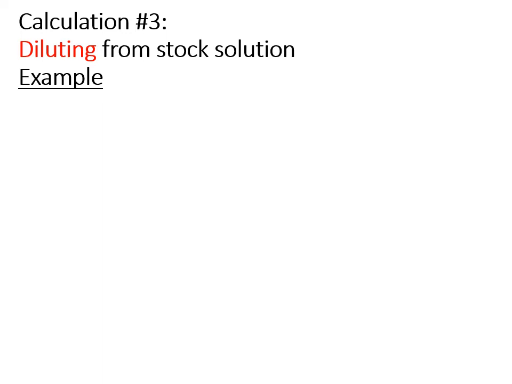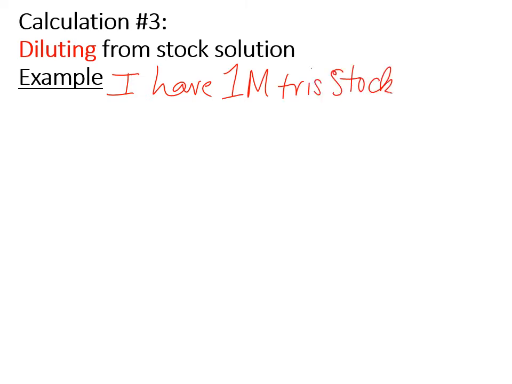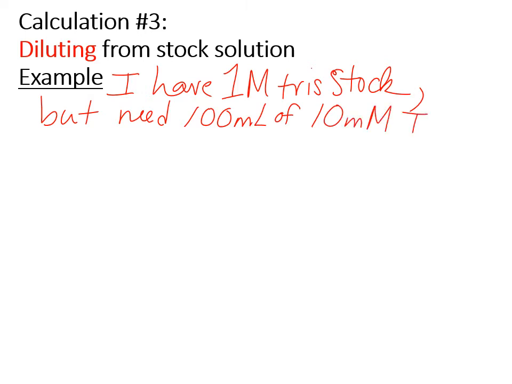So here we have our example. We're going to say I have 1 molar tris stock, but I do not need 1 molar tris stock. I need 100 milliliters of 10 millimolar tris. Okay, millimolar tris. So in order to do this problem, we have to use the formula.